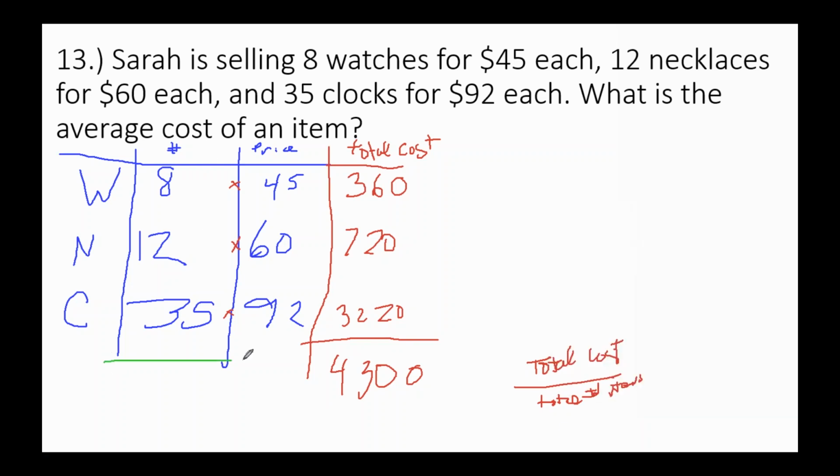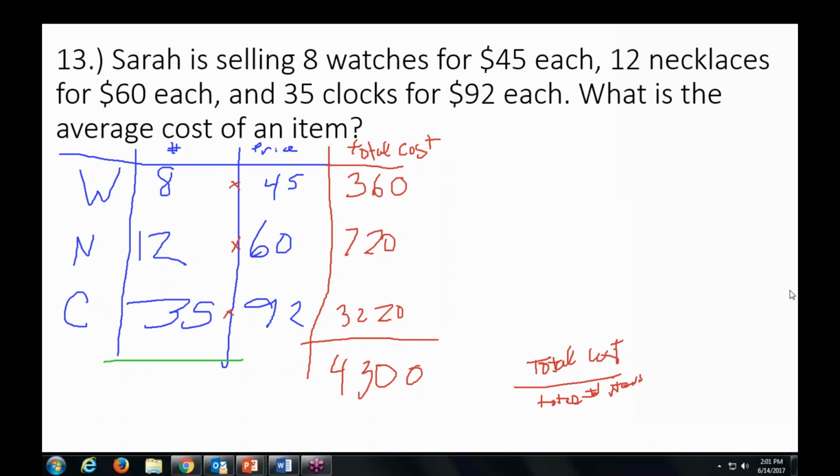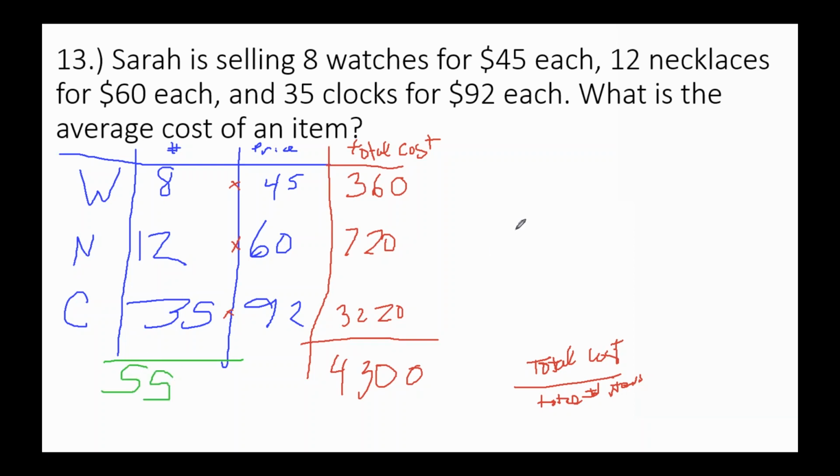So if I go over to my total items here, how many total items do I have? I've got more than 3 items. I have 3 categories of items, watches, necklaces, and clocks, but I have 8 watches and 12 necklaces and 35 clocks. So the total is 55. There we go. So to find my average cost, I will take the 4,300, divide by the 55 items, and that gives me a cost of $78.18.